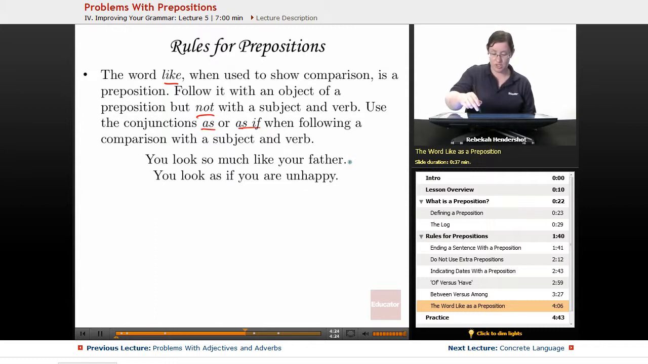You look so much like your father. Well, in this case, we're comparing you look like your father. We're comparing two things, so we can use like. But you look as if you are unhappy. In this case, we're following with a subject and verb, you are. So we use as if, not like.